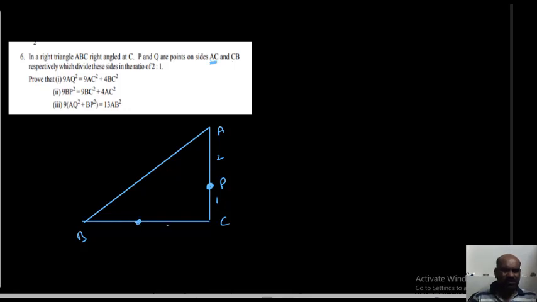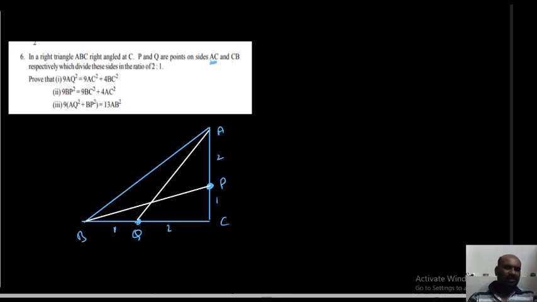Observe, students. This is the triangle, right angle at C. This is triangle ABC. On AC, P is a point dividing it 2:1. Here two parts, here one part. It is the ratio, not the length. And on CB, not BC, take care, one more point. This is two parts, this is one part, and this point is Q. So do one thing, join this and join this. Some results will come.